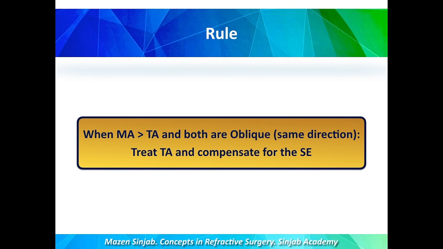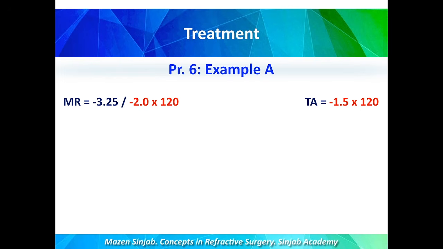And we will study two examples. Example A. A patient has manifest refraction minus 3.25 sphere minus 2 cylinder at 120. The topographic astigmatism is minus 1.5 at 120. So both are oblique, but in the same direction. And the amount of the manifest astigmatism is larger than that of the topographic astigmatism.